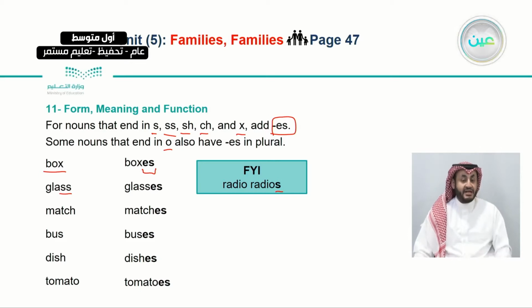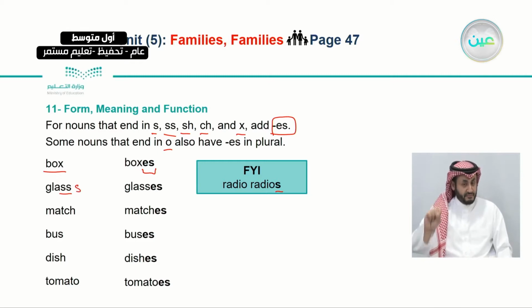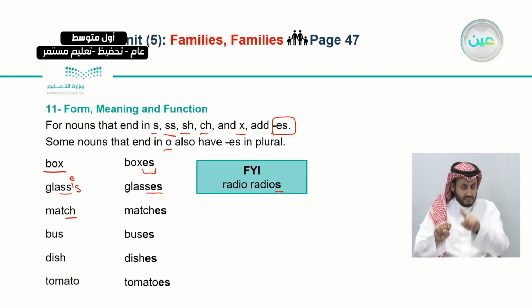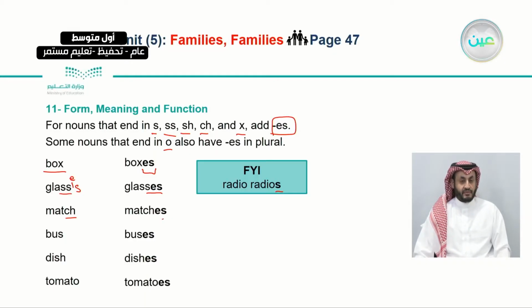Okay? How about glass? Double S right here. Glass. Imagine if you have 3 S right here, it doesn't sound correct. So what should I do? I add right here an E, right? Glasses, as you can see. How about match? Match. Ending with CH, once you see any regular noun ending with CH, what should you do in order to make it plural? We add an ES, matches, as you can see.